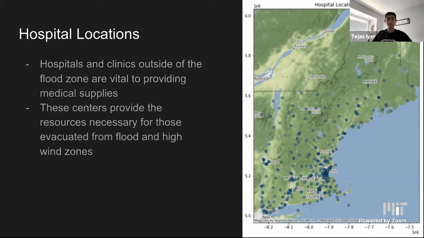So using US hospital data and removing those outside the bounds of the grid, we were able to determine the hospitals in the area, which are shown as the blue dots in the plot. And then these hospitals and clinics can provide medical supplies to those affected by the flooding and high wind zones.